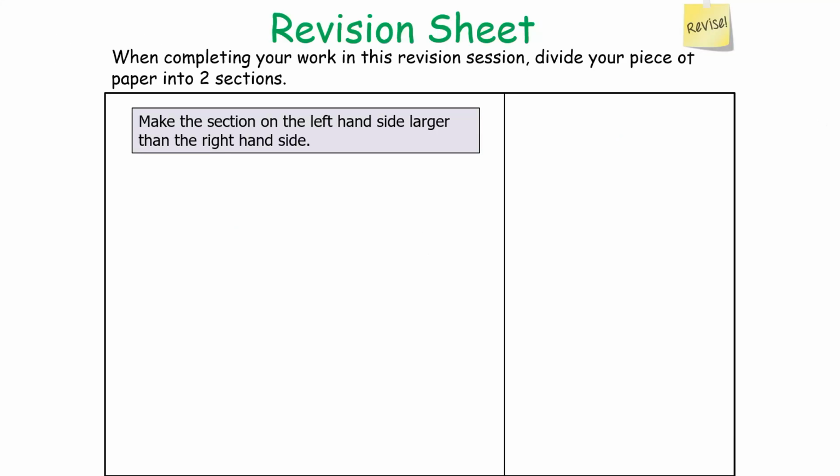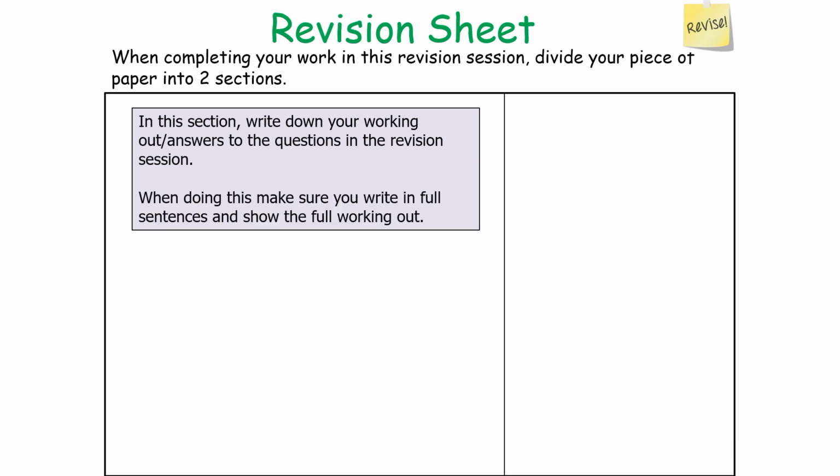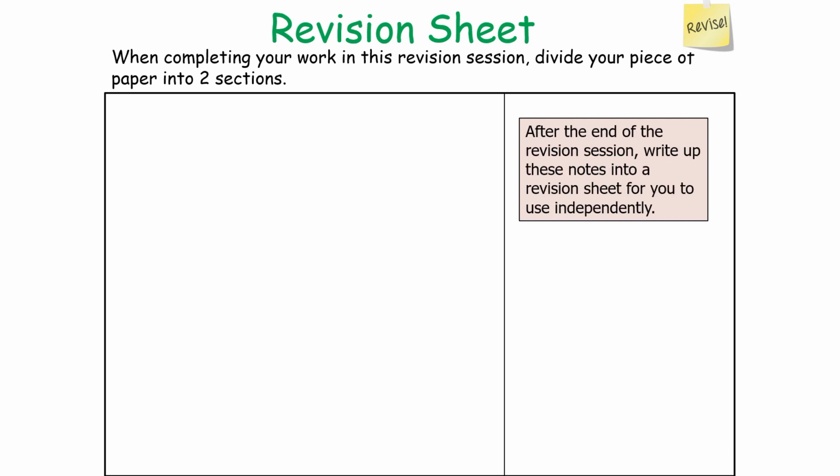So how would you carry out this particular revision session? When completing the work in your revision session, divide your piece of paper into 2 sections. Make the section on the left hand side larger than that on the right hand side. Now in the left hand side section, write down your working out or answers to the questions in the revision session. Now when you're doing this, try to write in full sentences and show your full working out. Whilst on the right hand side, write down any pieces of information which you find useful or any hints and tips on answering questions from this revision session. At the end of this revision session, write up these notes into a revision sheet for you to use independently.